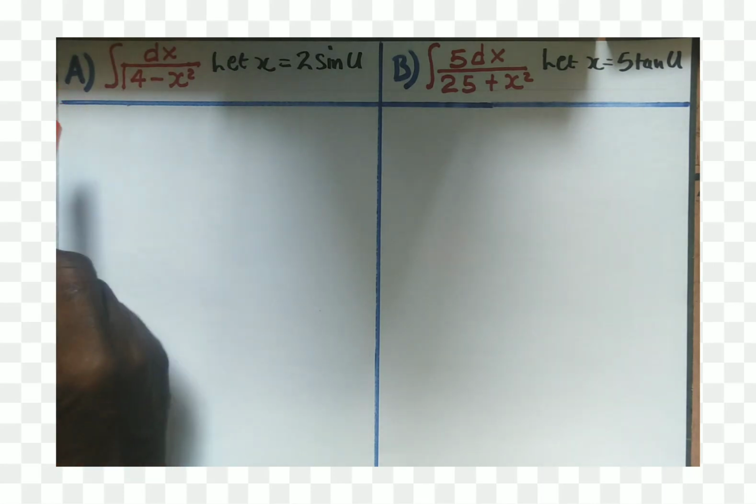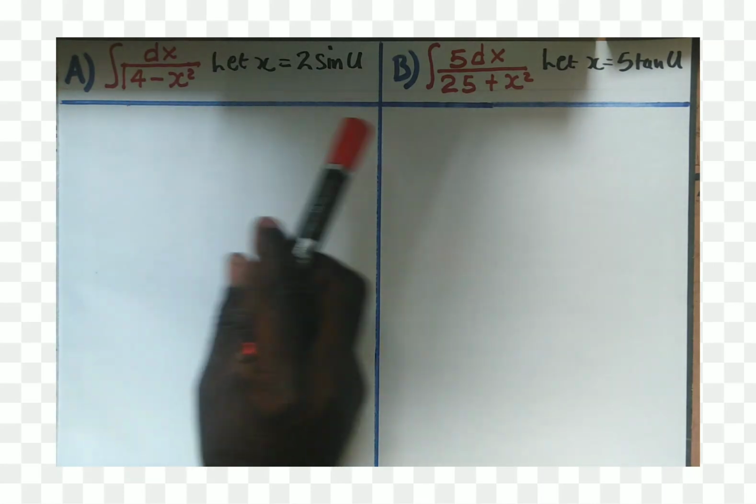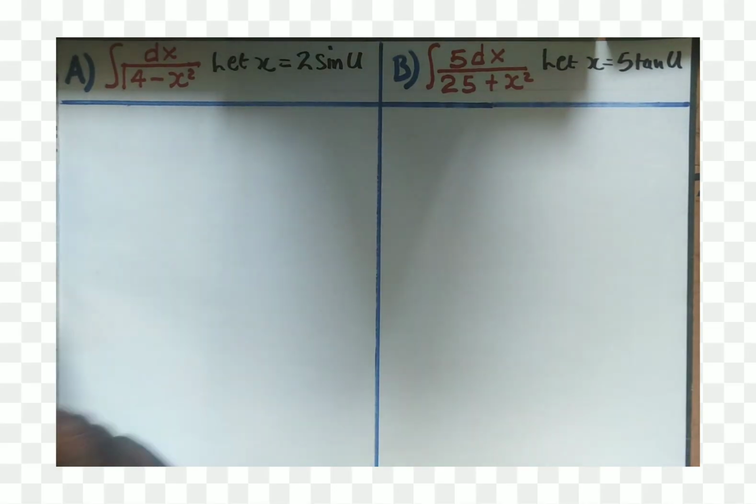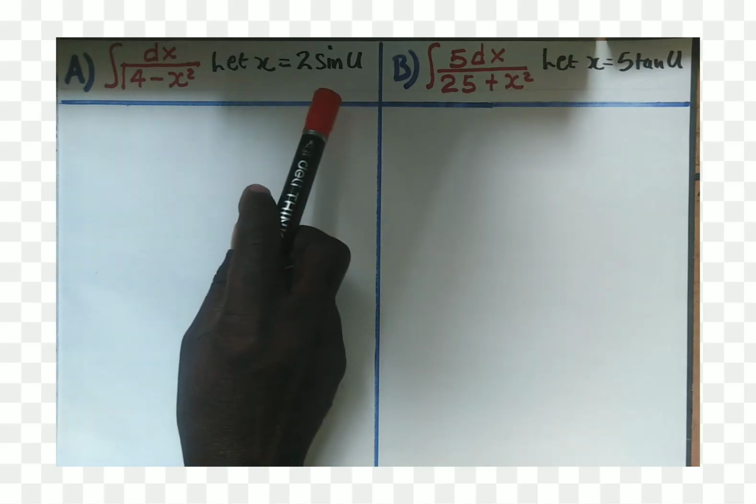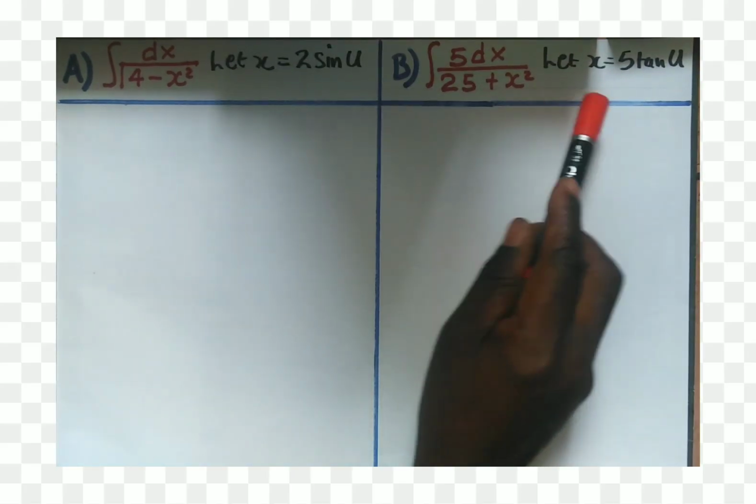Let's evaluate these two integrals, a and b, using the given trigonometrical substitutions. In part A, we are given x is equal to 2 sine of u, and in B, x is equal to 5 tan of u.